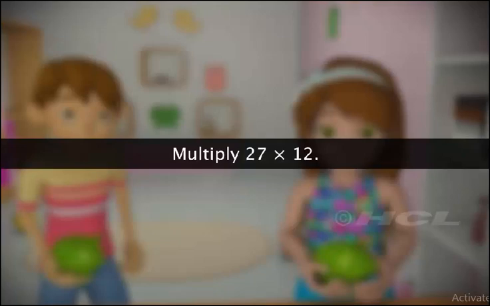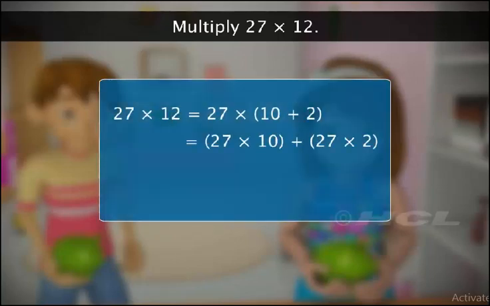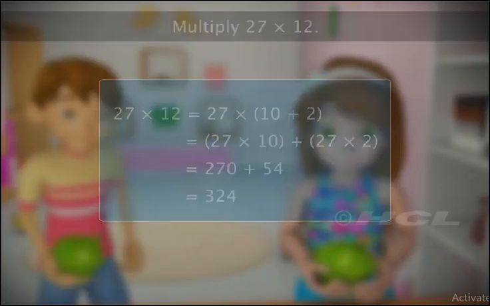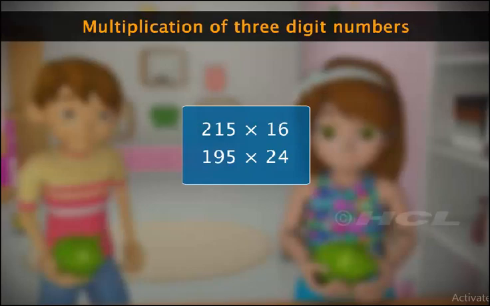You have already learnt how to multiply two-digit numbers. Let's quickly recall it. You can apply the distributive property by splitting one number as a sum of two numbers. Let's now learn how to multiply the three-digit numbers.